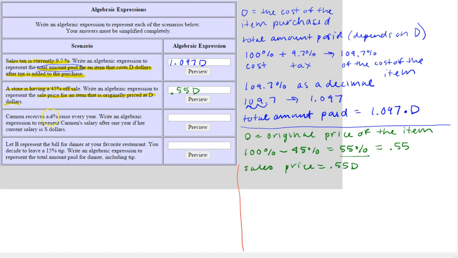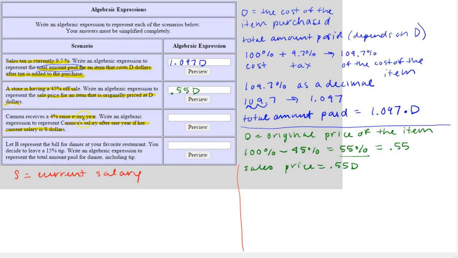Carmen receives a 4% raise every year. Write an algebraic expression to represent Carmen's salary after 1 year if her current salary is S dollars. So, her current salary is S dollars, so S equals her current salary. Now, a 4% raise, so raise means we're going to add on the 4%.